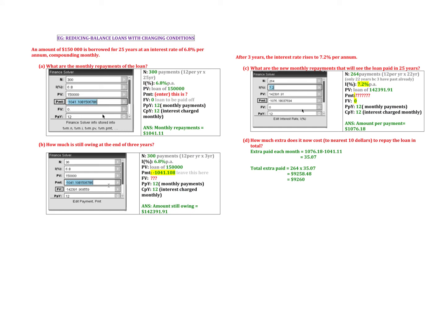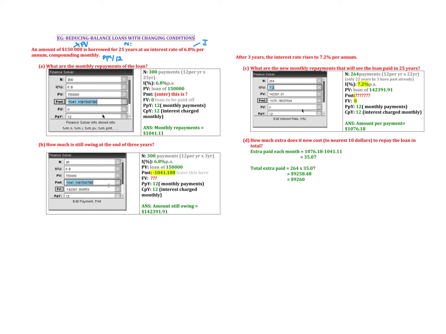Okay, with this one, let's go through it. So an amount of 150,000 was borrowed for 25 years at an interest rate of 6.8% per annum, compounding monthly. So they told you PPY was 12 and the time was 25 years. So N can be 25 times 12, and this was your PV, and it was borrowed, so it's positive. Okay. So it says, what are the monthly payments?